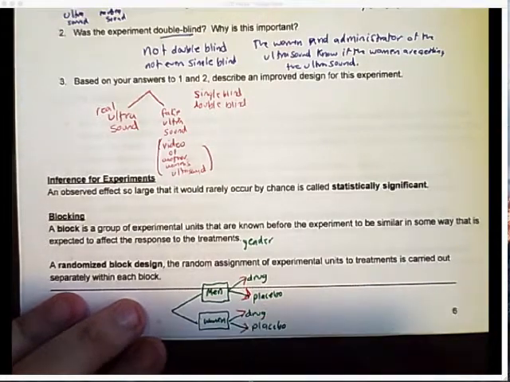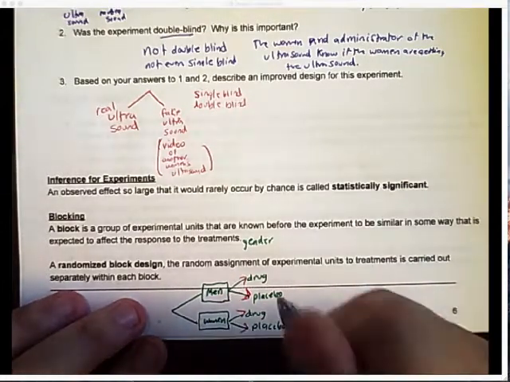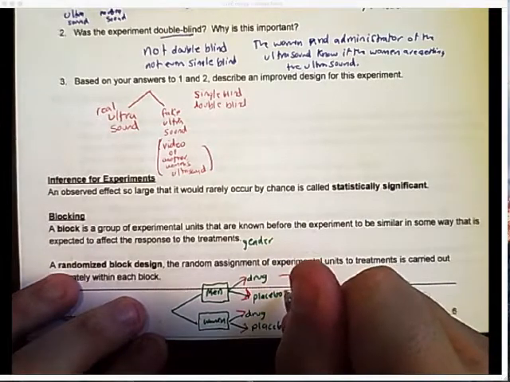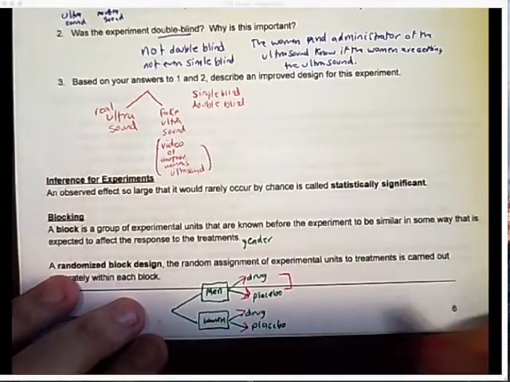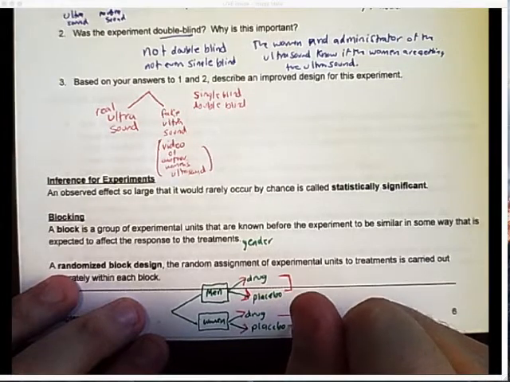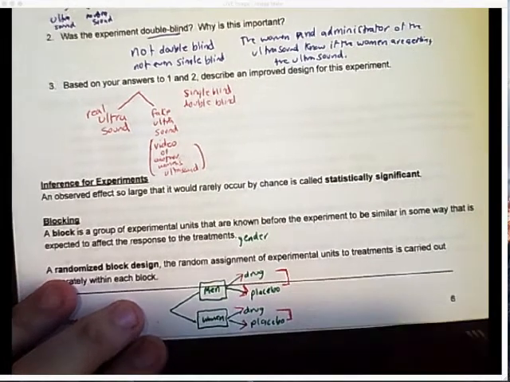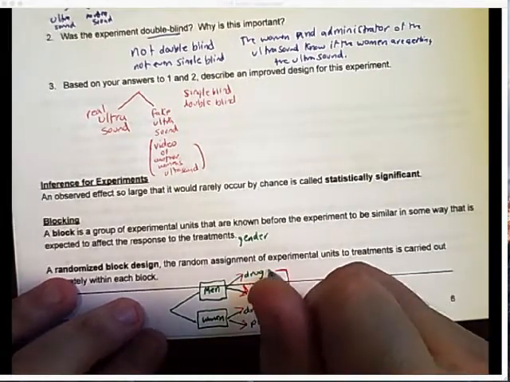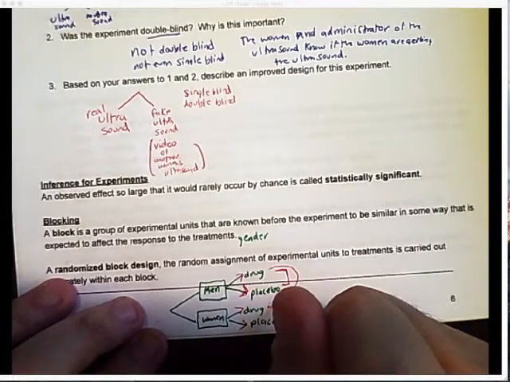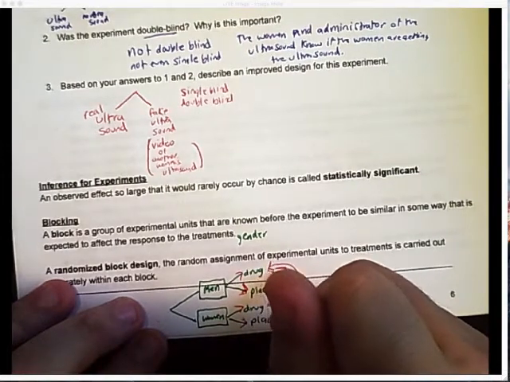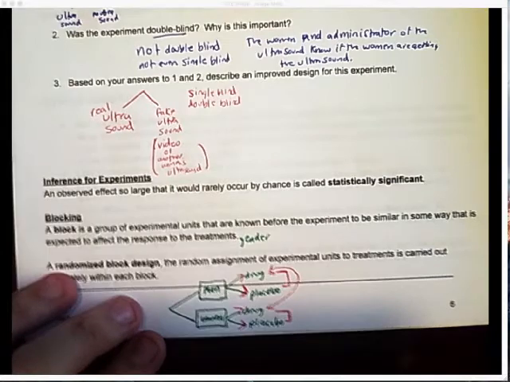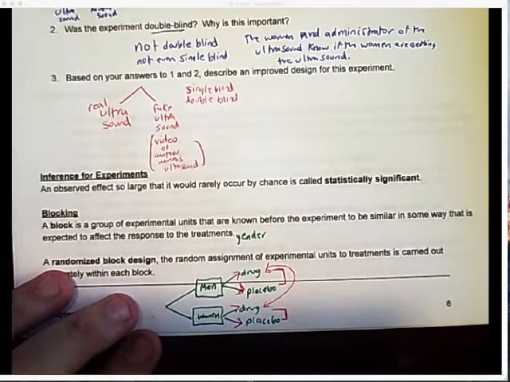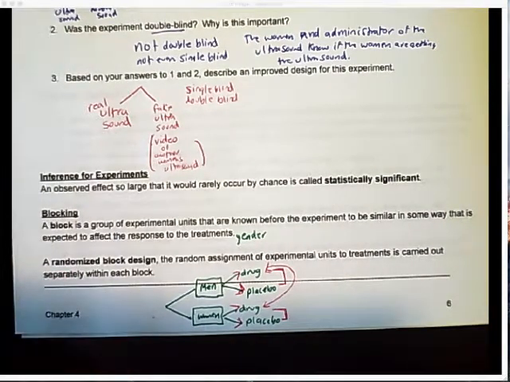All right, what does that allow you to do? Okay, that allows you to make comparisons within each block. So you could compare men who got the drug to men who didn't, but it also allows you to make a comparison between men and women that got the drug. So it allows you to make comparisons multiple ways. All right, so that's the idea of a block.